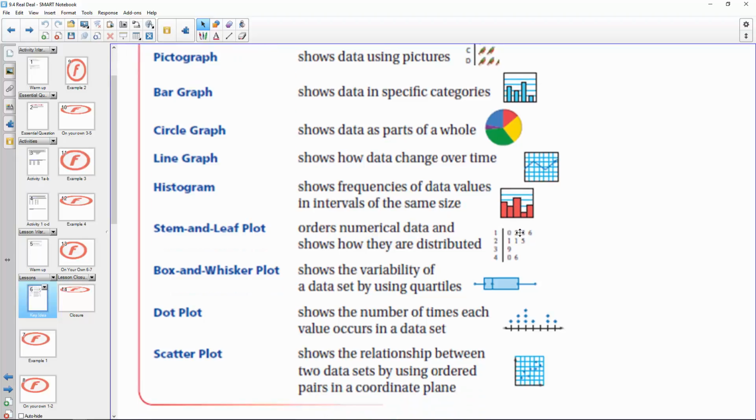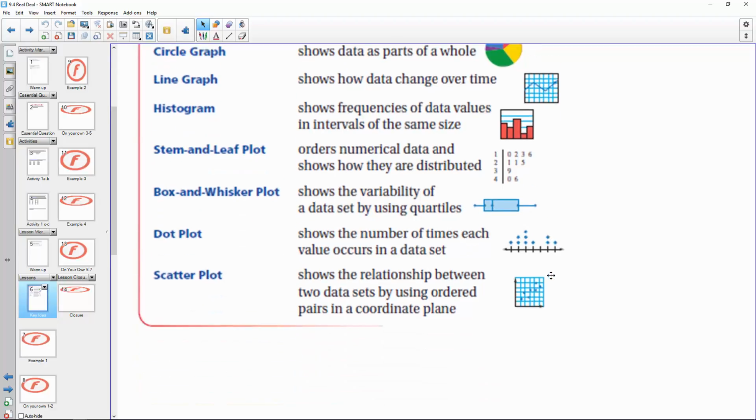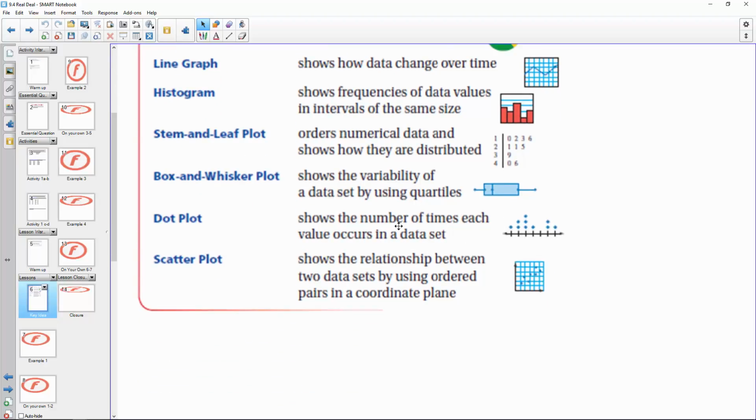So again, it's in order from least to greatest. Box and whisker plot, where I have my interquartile range. This is 50% of my data, 25% on the high end, 25% on the low end. A dot plot to show how many times each value occurs. So this is like a scatter plot perhaps. And that's what I have here.